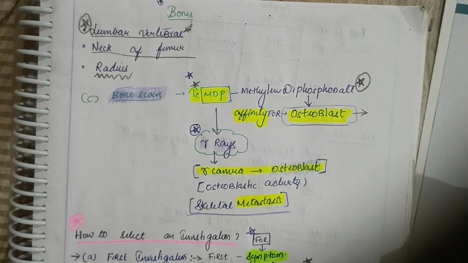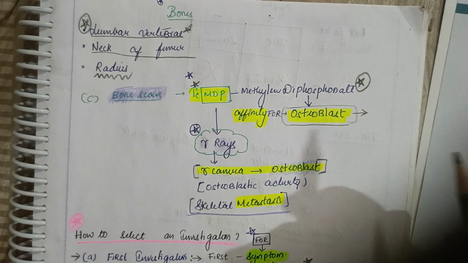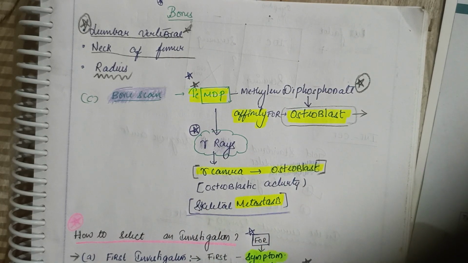Whenever you look into the gamma camera, you look at the osteoblasts, and that tells about the osteoblastic activity, because the methylene diphosphonate emits the gamma rays. In which cases do we use this? The bone scan is used in skeletal metastasis. So that's the third answer, where it is not an X-ray but gamma rays. The fourth option was the CT scan, where we use X-rays.